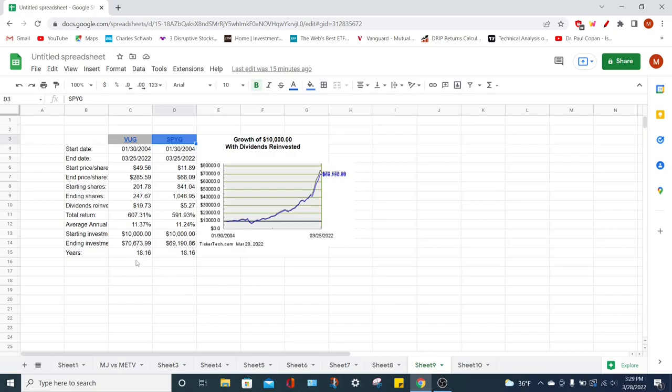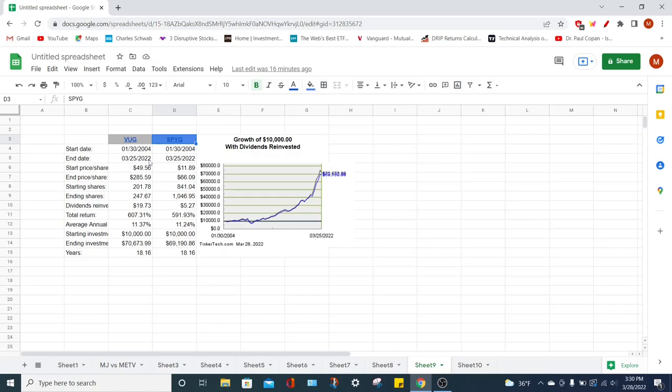Surprisingly, when going back to 2004 and projecting it until current day, we can see that VUG barely beats out SPYG. However, there is a problem here because depending on what year we pick, some years SPYG will outperform VUG, but for this particular randomly generated date, where the start date is January 30th of 2004, VUG ended up outperforming SPYG, even though both of these ETFs are extremely similar.